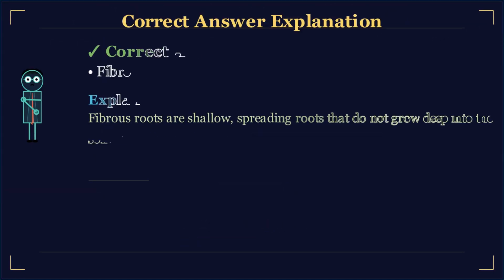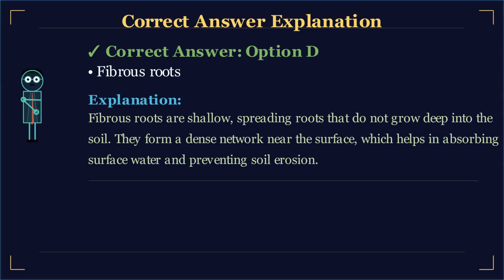Here's the explanation for the correct answer. Fibrous roots are shallow, spreading roots that do not grow deep into the soil. They form a dense network near the surface, which helps in absorbing surface water and preventing soil erosion.